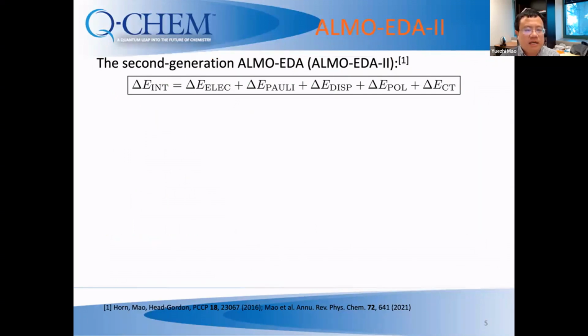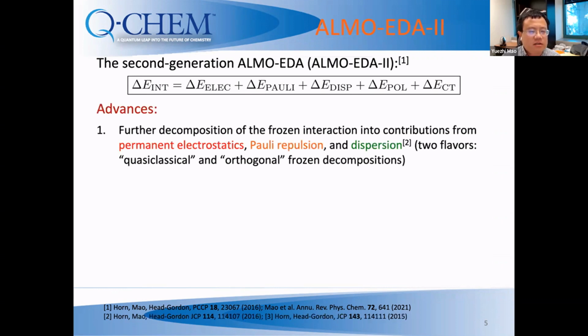But this method has received quite a lot of new developments in the last couple of years, and now we have the second generation ALMO-EDA method, and you can see we decompose the total interaction energy into 5 terms. So I just want to list a few new advances. First, we enable the further decomposition of the frozen interaction into 3 terms, which are permanent electrostatics, Pauli repulsion, and dispersion.